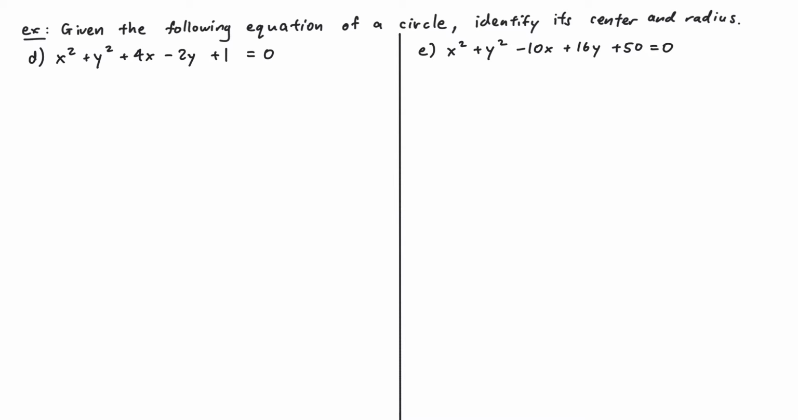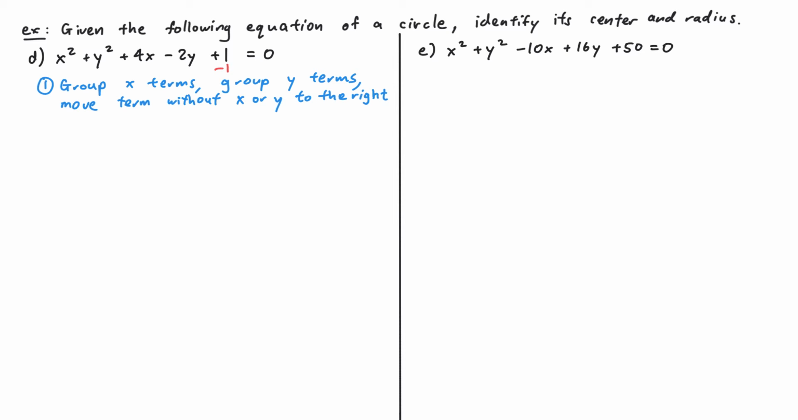Now to do this, we'll follow a few steps. So our first step is to group all of the x terms together, group all of the y terms together, and then we want to move the term that doesn't have any factors of x or y to the right-hand side. So here in this problem, we want to subtract 1 from both sides to move that 1 to the right-hand side of the equation. So grouping the x's together, we have x squared plus 4x. Grouping the y's together, we have y squared minus 2y. And then on the other side of the equation, we have negative 1.